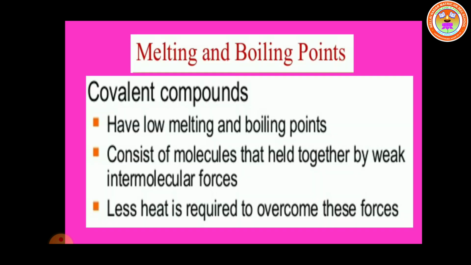Next property, electrical conductivity. Covalent compounds do not contain charged particles, that means ions. So they are bad conductors of electricity. Next, melting and boiling points. Except diamond and silicon carbide, the remaining covalent compounds have relatively low melting points compared to ionic compounds, because we know ionic compounds have high melting and boiling points.